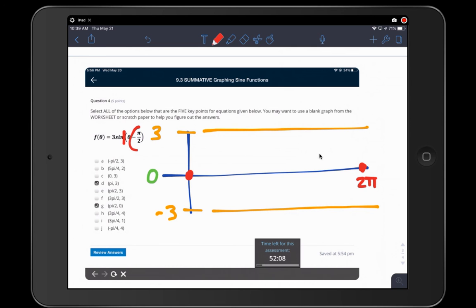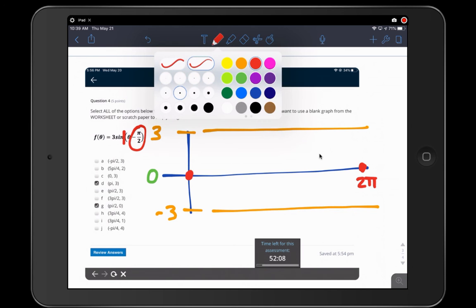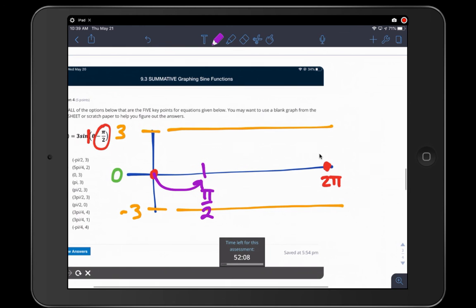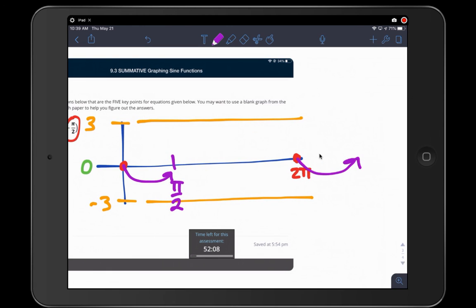But this value here means that my graph, oh, I forgot what color, dang, oh well, that my graph moves to the right pi over 2. So instead of starting at 0, this value is going to start at pi over 2. And then you're going to end pi over 2 further than 2 pi, which is 4 pi over 2 plus pi over 2, so it would be 5 pi over 2.